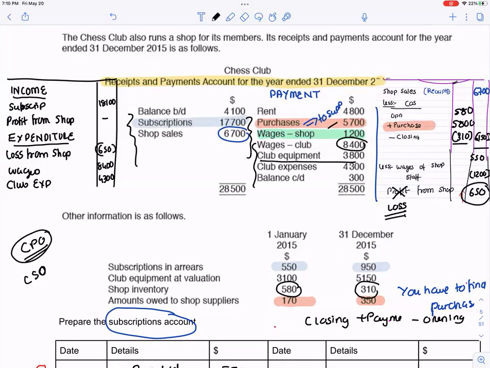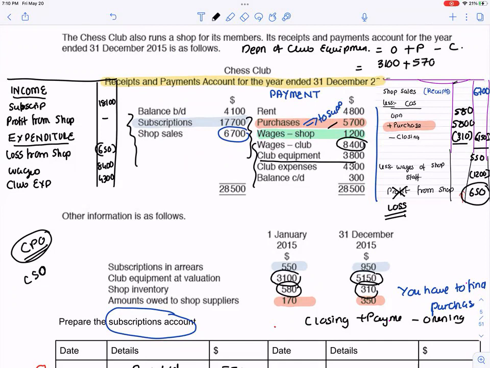Now you will see this club equipment. So you have to find what? Depreciation of club equipment. How do you know you have to find depreciation? Because it's written club equipment at valuation. So how will you find it? Opening plus purchases minus closing. What is opening? 3100.